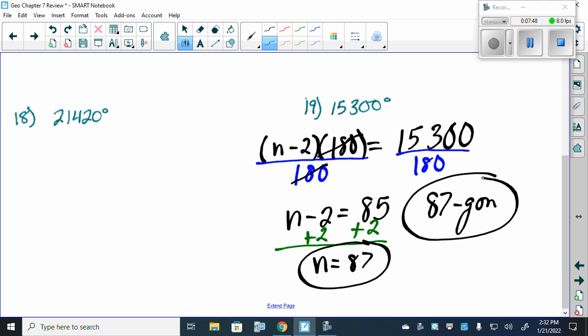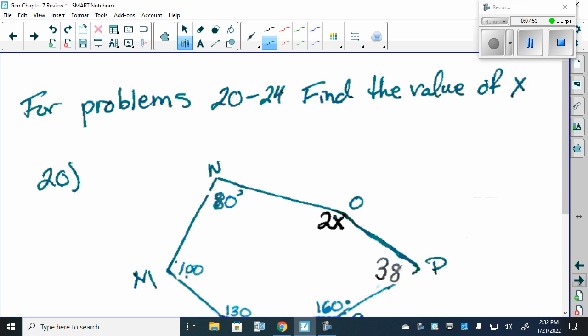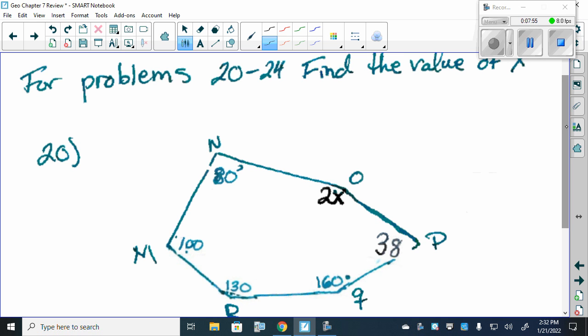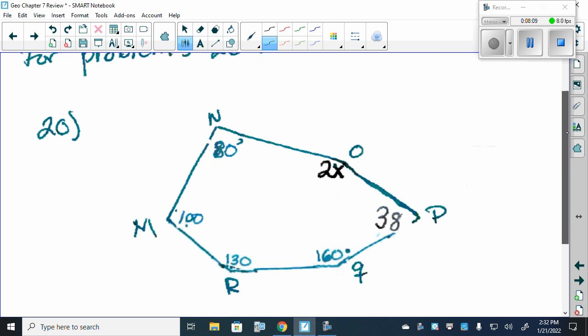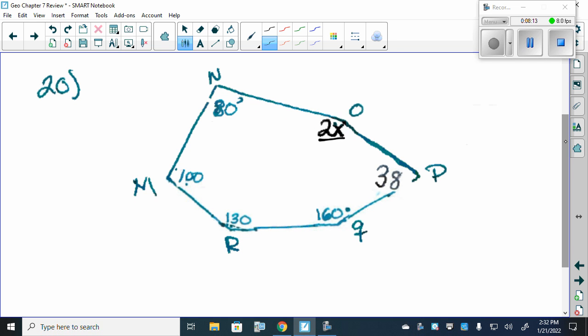Any questions on this here? Any questions on 20, 21, 22, or 20, 23, or 24? One of those in particular that y'all want to look at? 20. Now, as we look at this polygon here, we want to solve for the value of x. We're wanting to find this x value. Now, we do notice that this has 1, 2, 3, 4, 5, 6 sides.